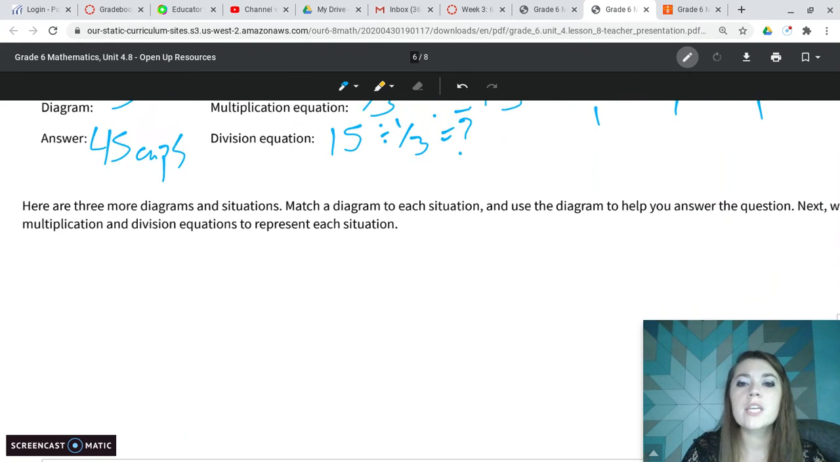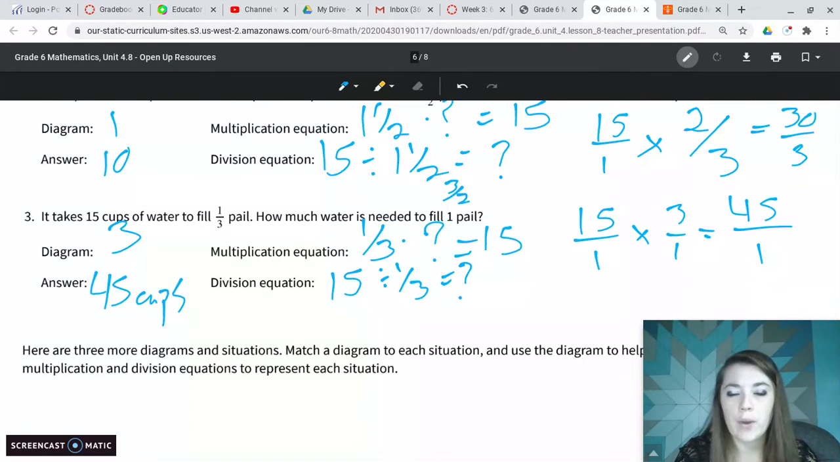All right, so your key word for this lesson is diagram. Diagram is your key word for this lesson, okay? All right.